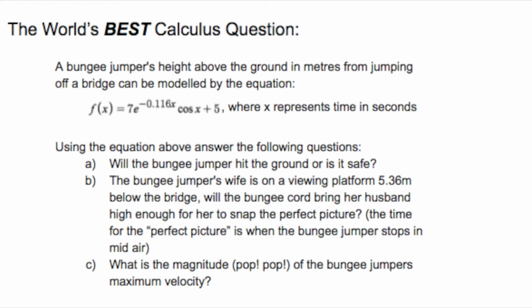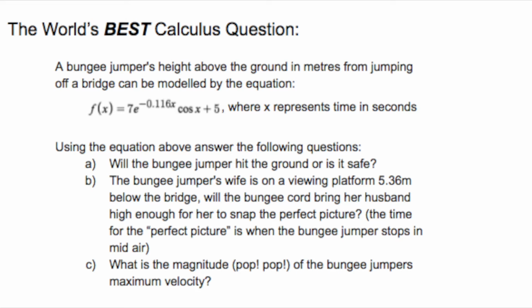Now, finally, the moment we've all been waiting for. As you can see here, we have the world's best calculus question to work through during the rest of this video. Let's start off by reading it. A bungee jumper's height above the ground in meters from jumping off a bridge can be modeled by the equation f of x is equal to 7e to the negative 0.116x cos x plus 5, where x represents time in seconds. Using the equation above, answer the following questions.